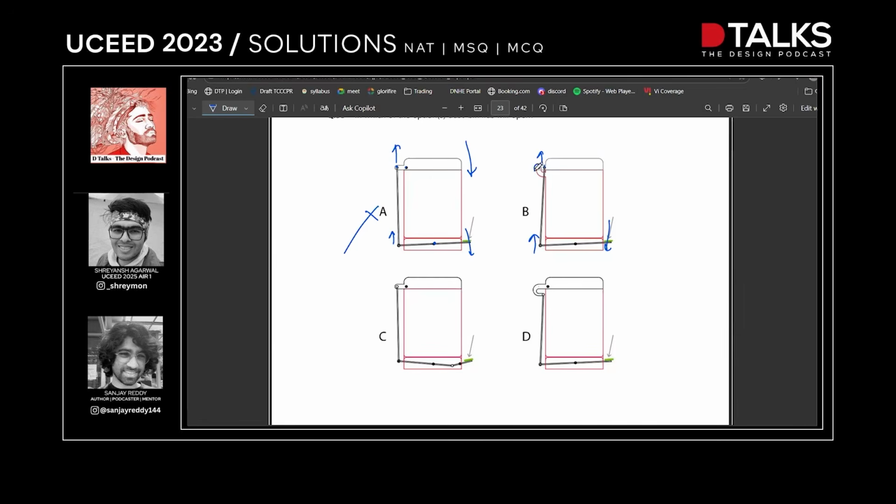Now the hinge is over on the left side. That means if this part wants to go up, this part will also want to go up. Yes, option B is correct.